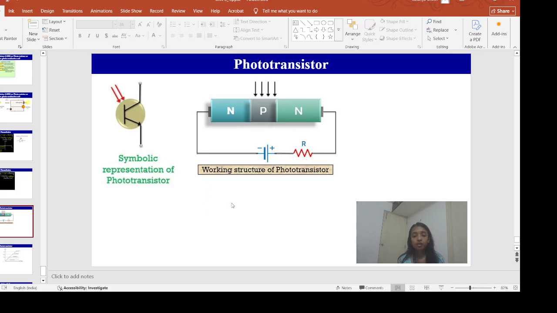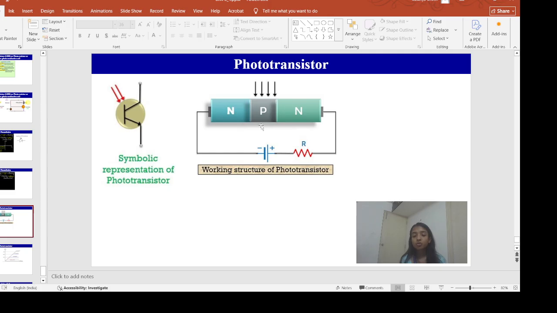So this is also a 3-layer semiconductor device, and it consists of a light sensitive base region. It is basically a transistor whose action depends upon the application of light. That is why it is named a phototransistor. This phototransistor is basically an enhancement of the photodiode. Photodiode and phototransistor are both light sensing devices, but the sensitivity of the phototransistor is more than the photodiode. The phototransistor has the ability to give a larger current gain than that of the photodiode.